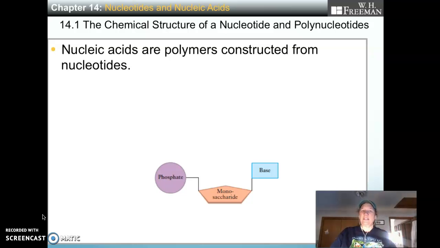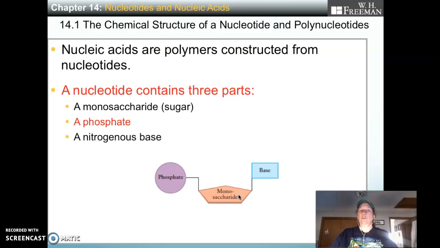They're made out of nucleotides, and the nucleotide is made out of three parts. You can see there's a phosphate group, and by phosphate I mean PO4. There's a monosaccharide, so we've got a carbohydrate here, and then we have a base. So like we talked about before, carbohydrates are made out of monosaccharides, lipids are made out of triglycerides, and we have proteins made out of amino acids. Now we have nucleic acids. They're made out of nucleotides.